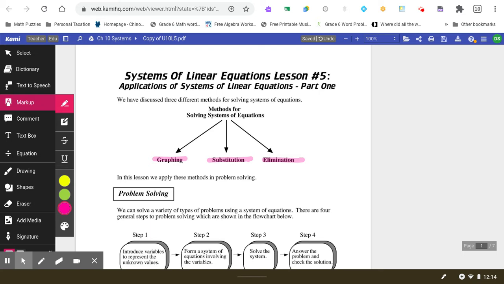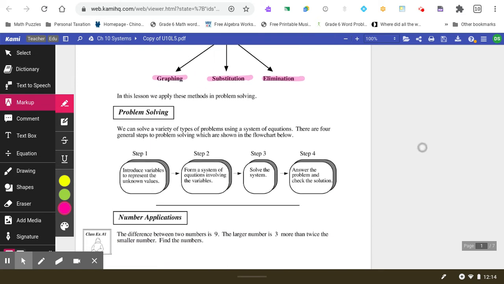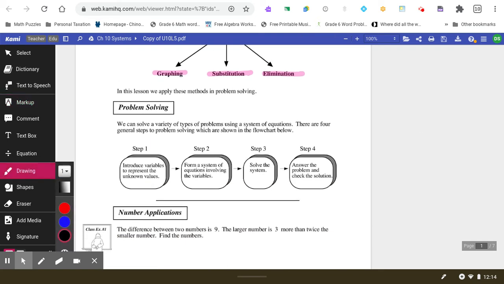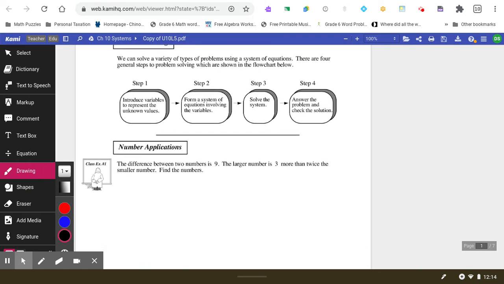So this is probably the biggest word problem section in your Math 10 career, and it's the last thing you're going to do. It's great. End on a high note, right? Okay, so here we go. It says we can solve a variety of types of problems using a system of equations. There are 4 general steps to problem solving that are in the flow chart. So that helps you, great.